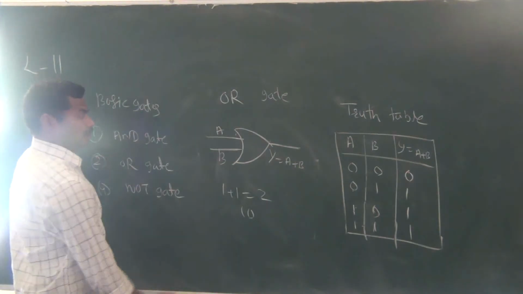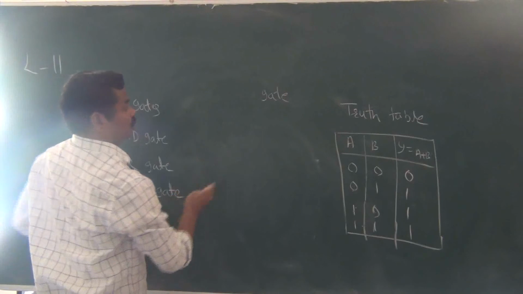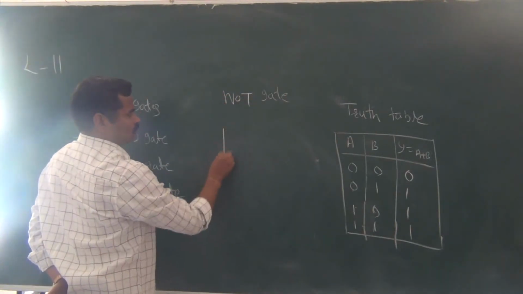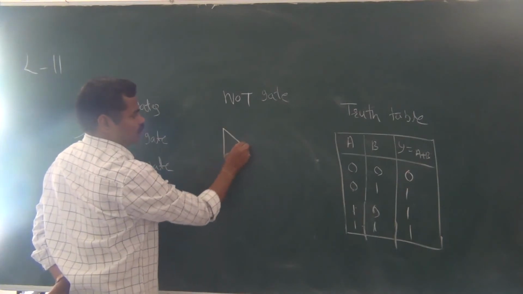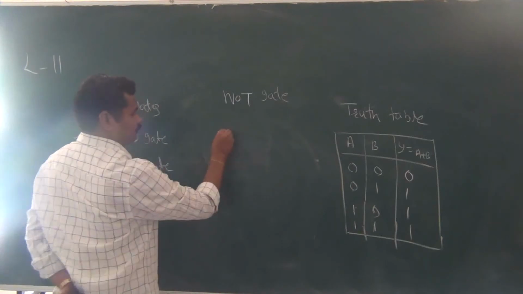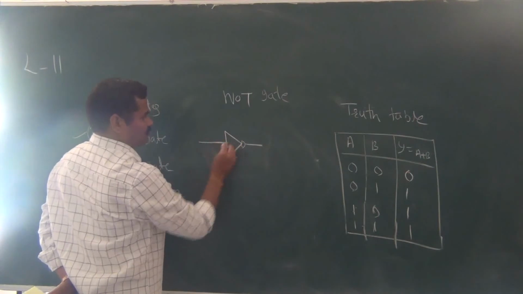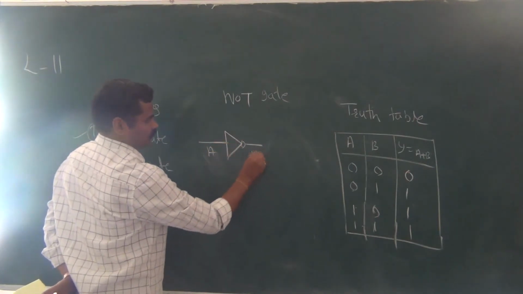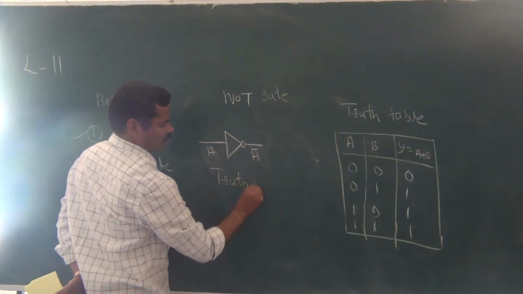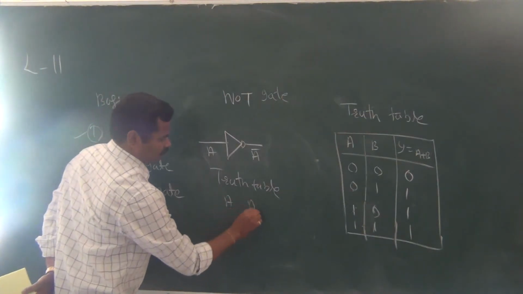Next, last, we go for the NOT gate. It is also called an inverter. It is very simple: only one input, one output. For example, the truth table is very simple because it has only one input, A, and the output is A bar.